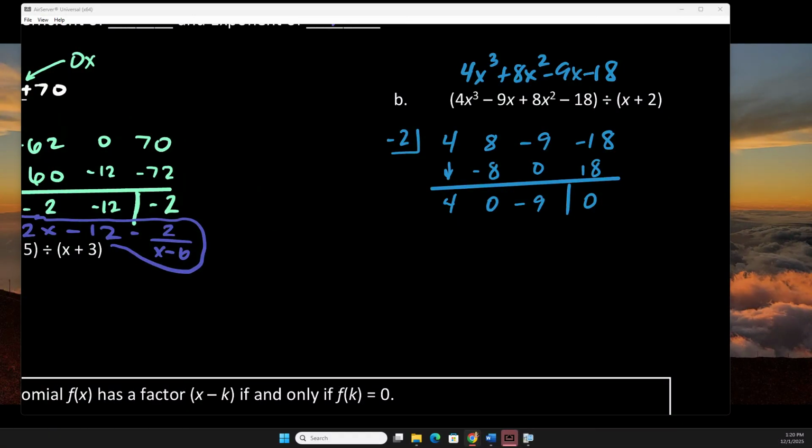So when I go to write my answer, I started off with an x cubed, so I know that this is going to be 4x squared. There's not going to be an x term, and then it will be minus 9, and then there's also not going to be a remainder, so that's it.